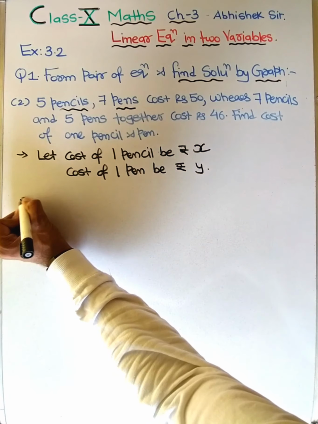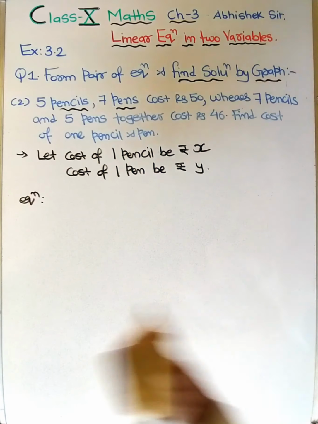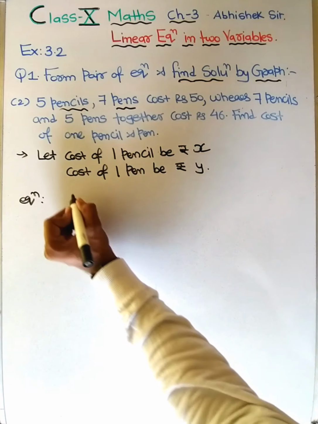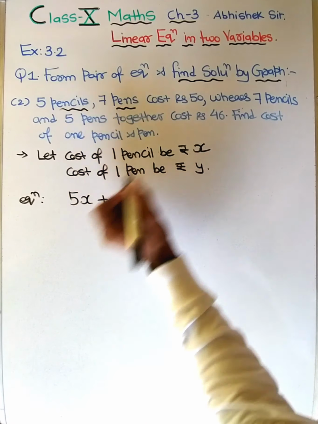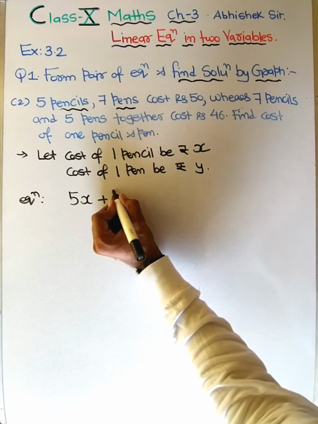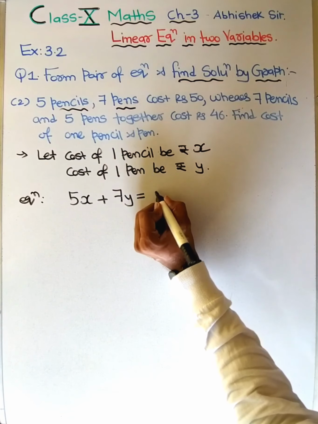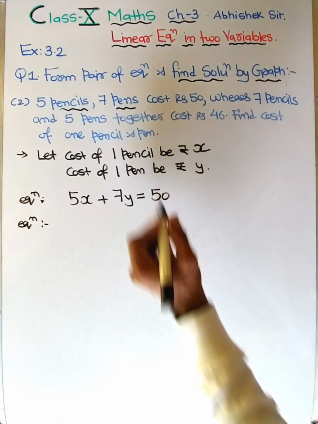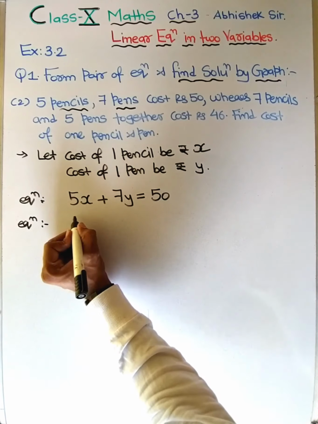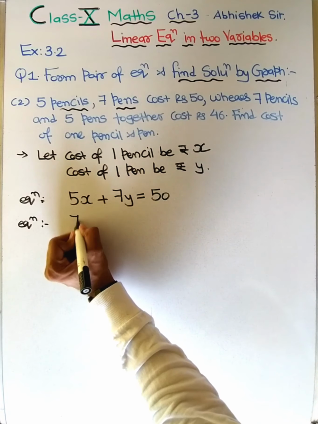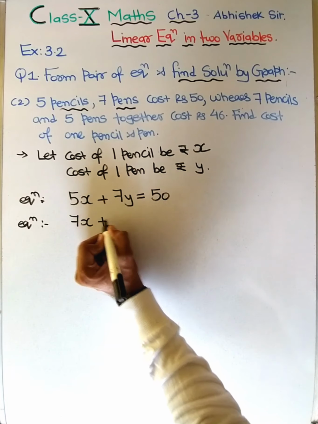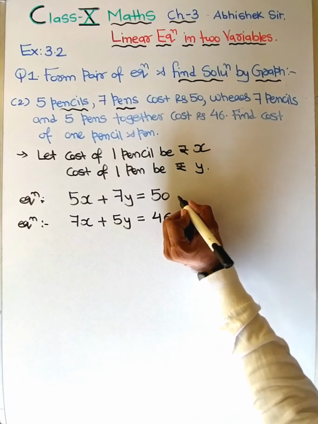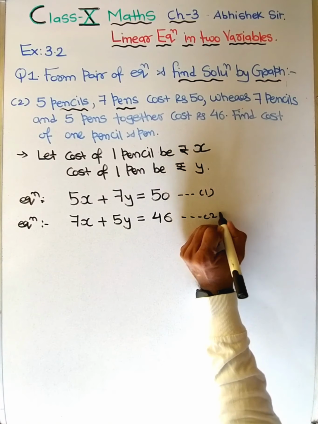According to the first statement, we have 5 pencils and 7 pens. So 1 pencil is X, so 5 pencils are 5X, plus 1 pen is Y, so 7 pens will be 7Y, and the total cost will be rupees 50. This is our first equation. The second equation is 7 pencils and 5 pens. If 1 pencil is X, then 7 pencils will be 7X. Then we have 5 pens, that is 5Y, and together they cost 46. So this is our equation 1 and this is our equation 2.